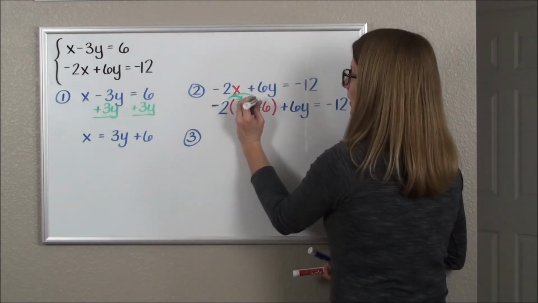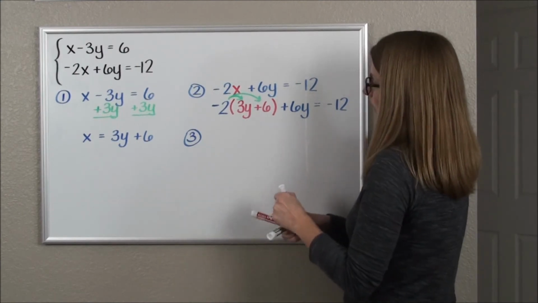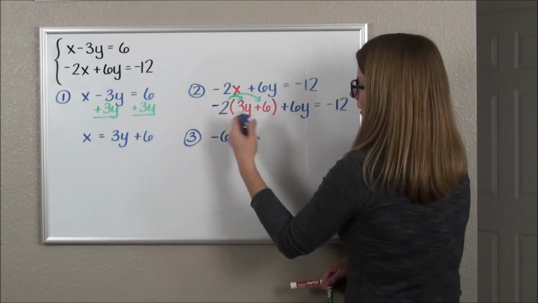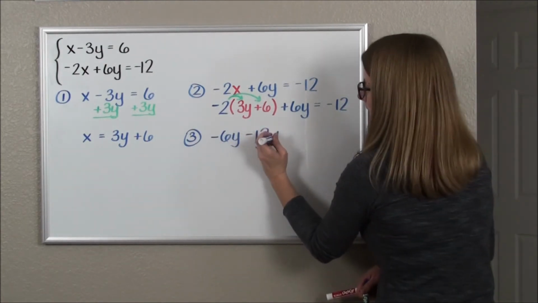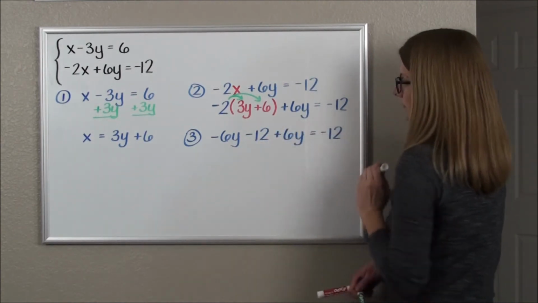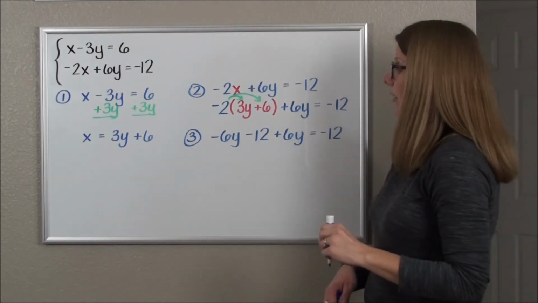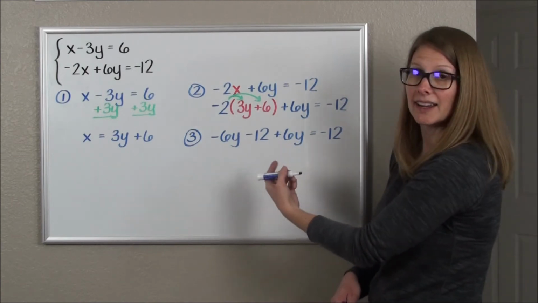I'll use distribution here. Negative 2 times 3y is going to give me negative 6y. Negative 2 times positive 6 is negative 12. And plus 6y equals negative 12 can get copied. So I've released the y from parentheses. Now I need to combine like terms, but negative 6y plus 6y cancel each other out.